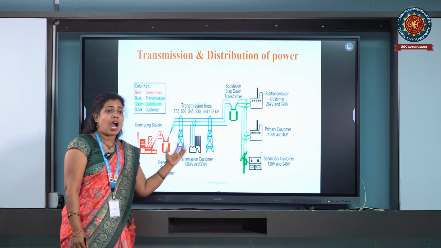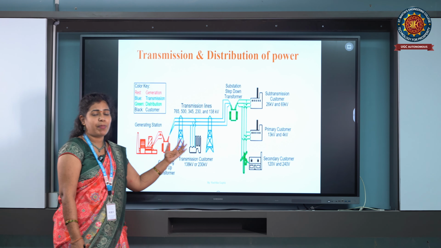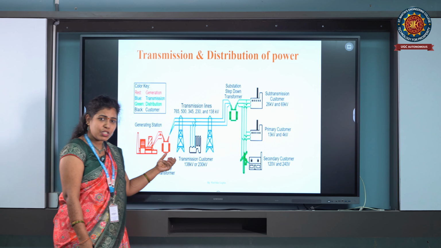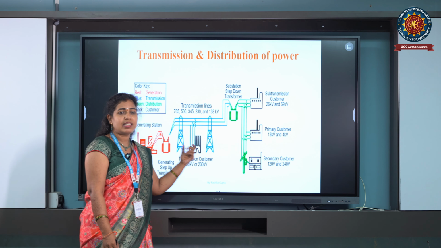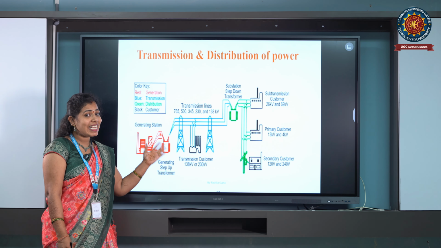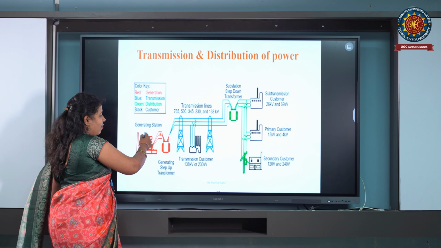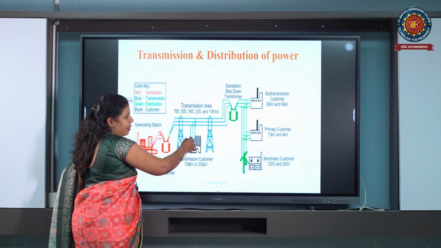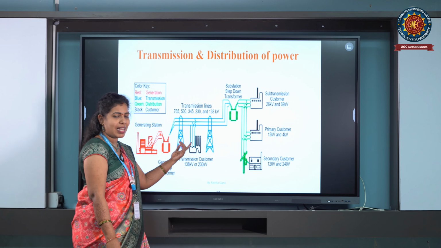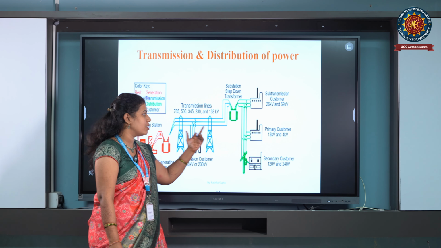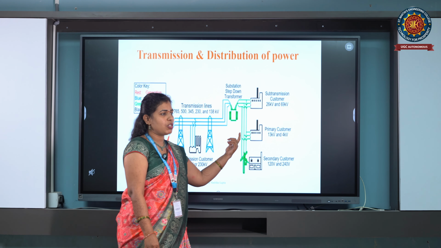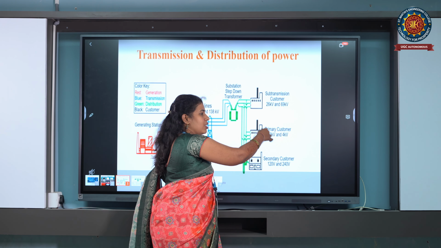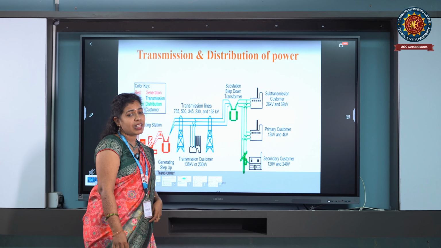Where is that power generated and how is it transmitted? This is the block diagram of the generation, transmission and distribution of power, the three stages of power. The red line indicates the generating station, where we generate the power. The blue line indicates transmission: using these transmission lines, we transmit the power to the distribution station. The green line is the distribution system, and from the distribution system we take the power to the consumer, represented by the black line.